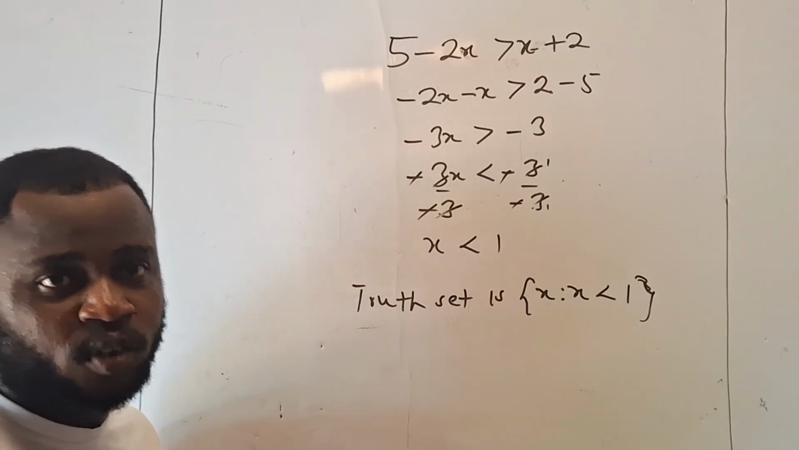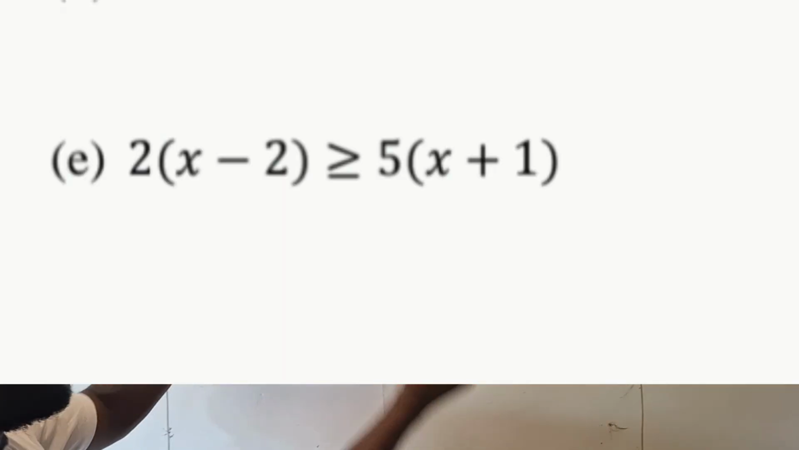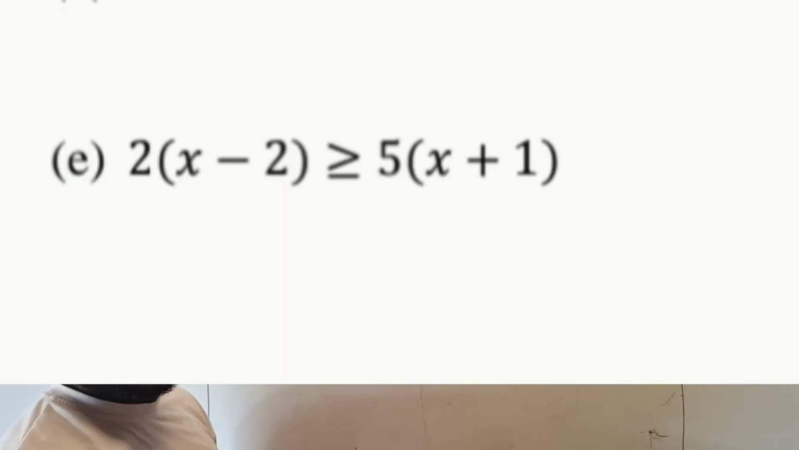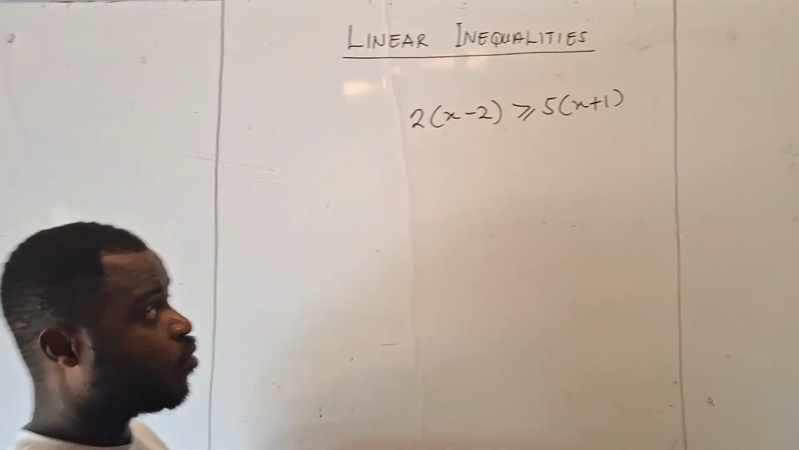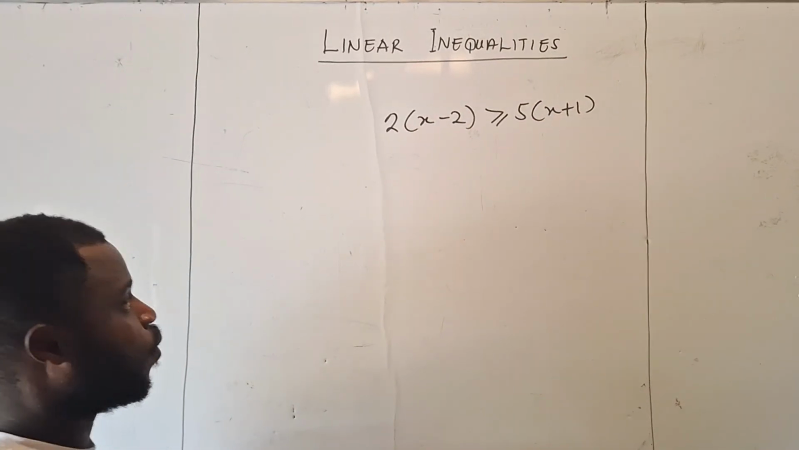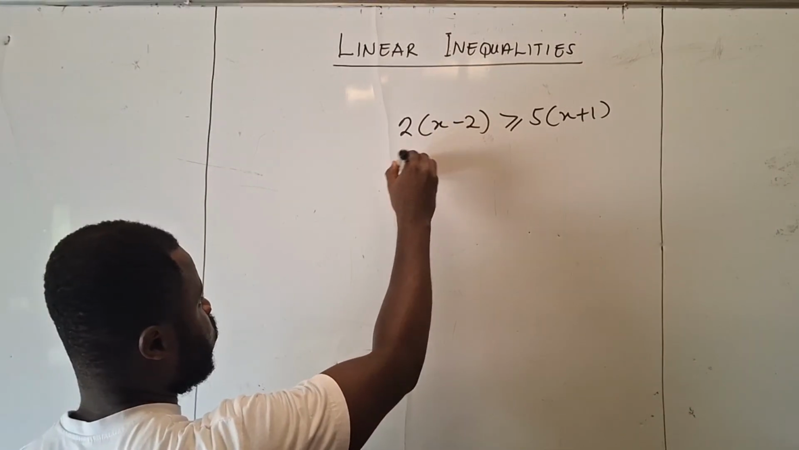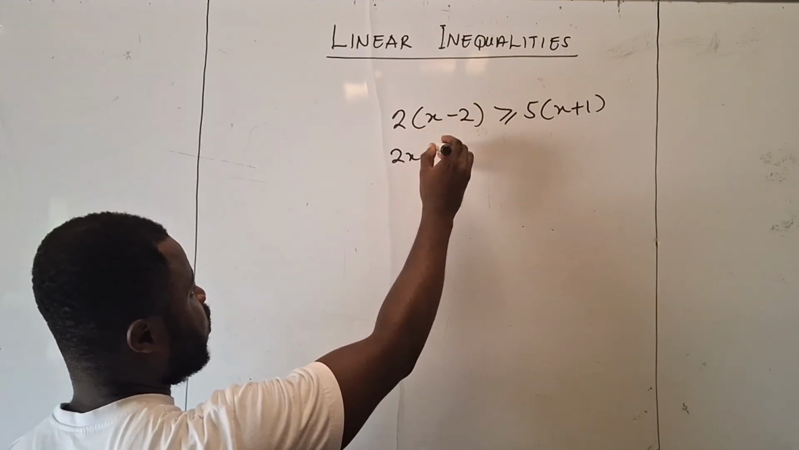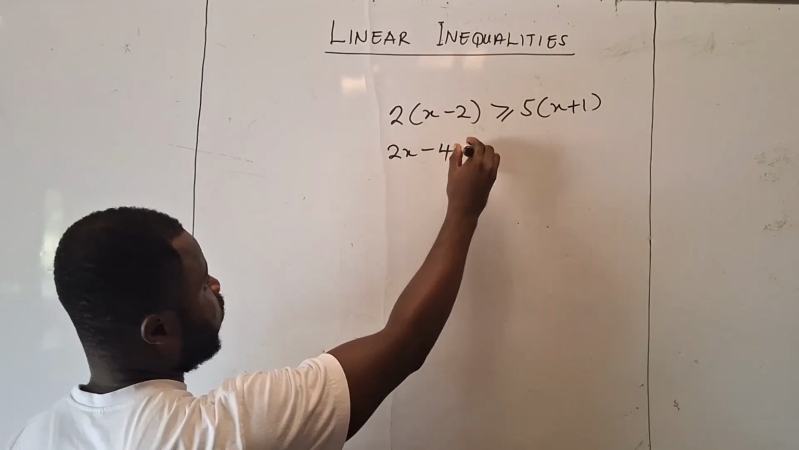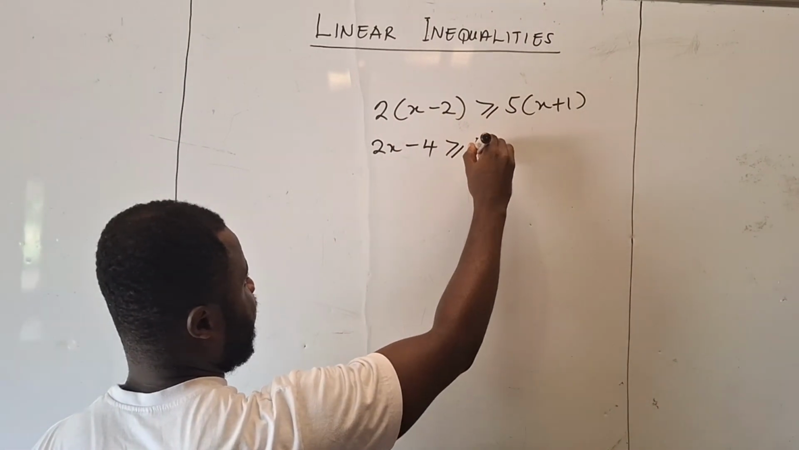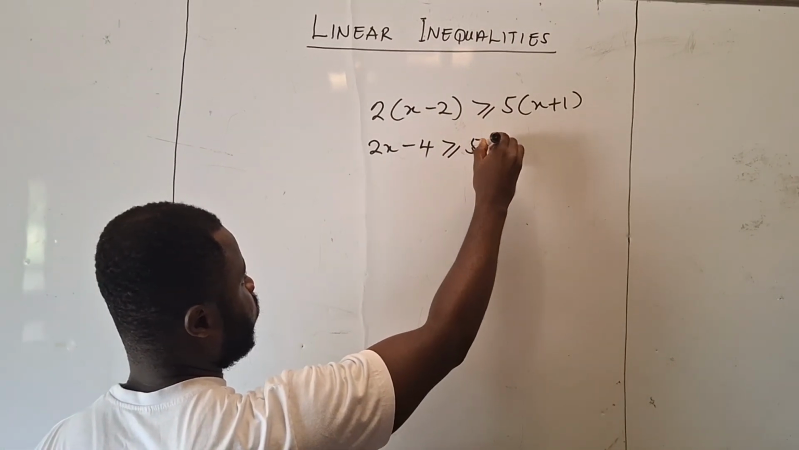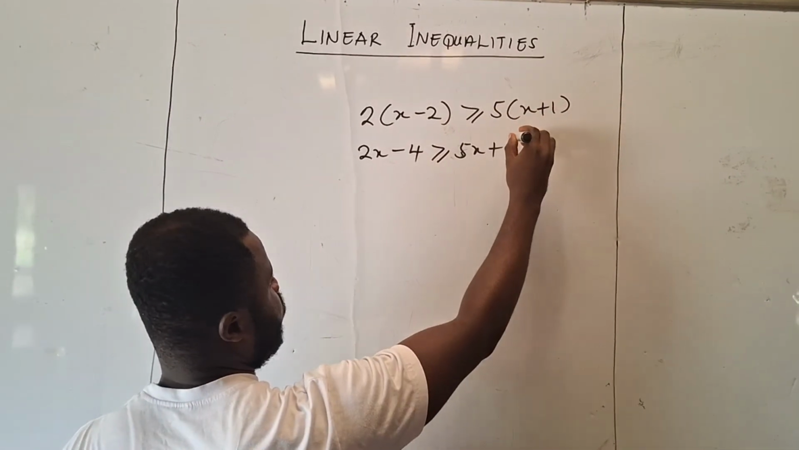So we are taking the next question. We are finding the truth set of this inequality 2. We all know how we did the equation involving bracket. You know how to open a bracket. It's the same principle. So 2 times x will give us 2x. Then 2 times negative 2 gives us negative 4, then greater than or equal to 5 times x will give us 5x. Then 5 times 1 will give us 5.